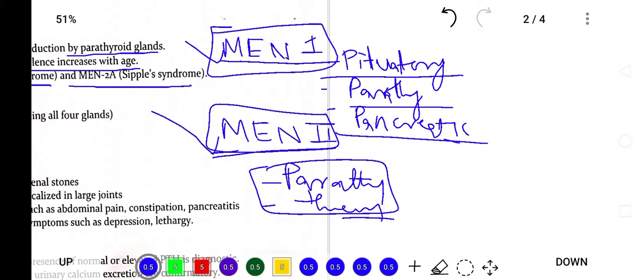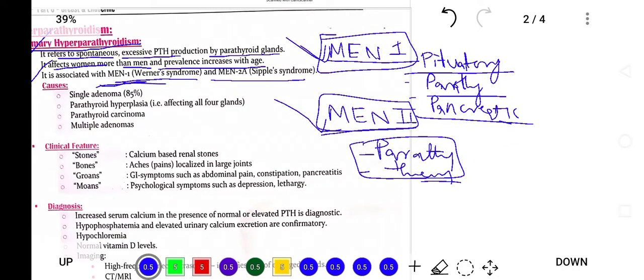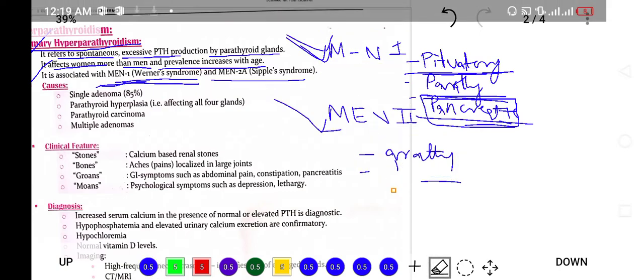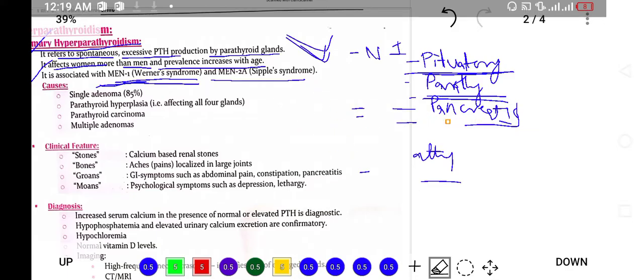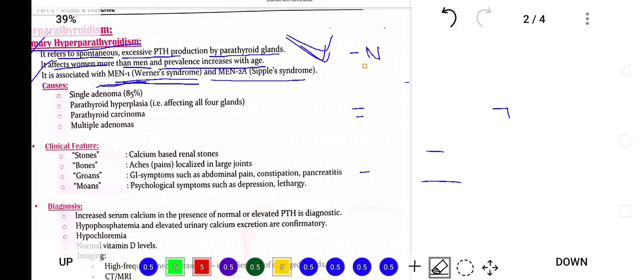When this disease, known as Wermer's syndrome, occurs, the pituitary gland is oversecreted, parathyroid hormone is oversecreted, and pancreatic hormones are also secreted, which include glucagon and insulin. So symptoms are according to the gland that is releasing. So these are Wermer syndrome and Sipple syndrome.